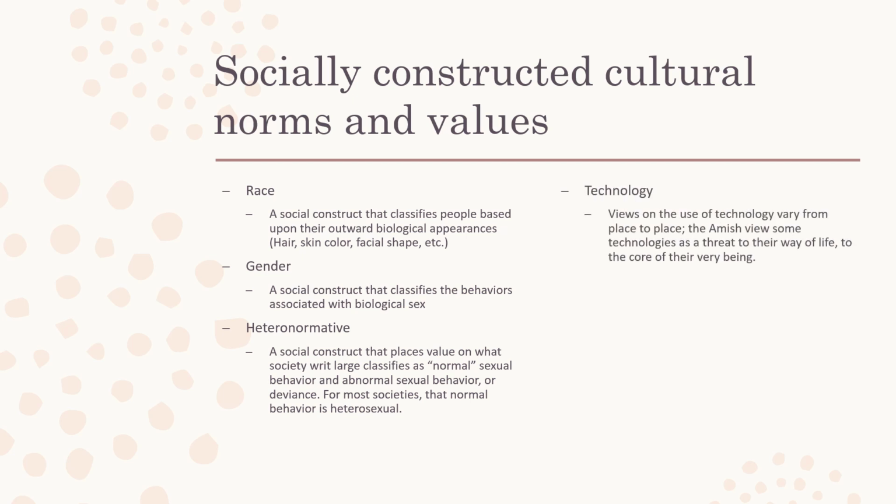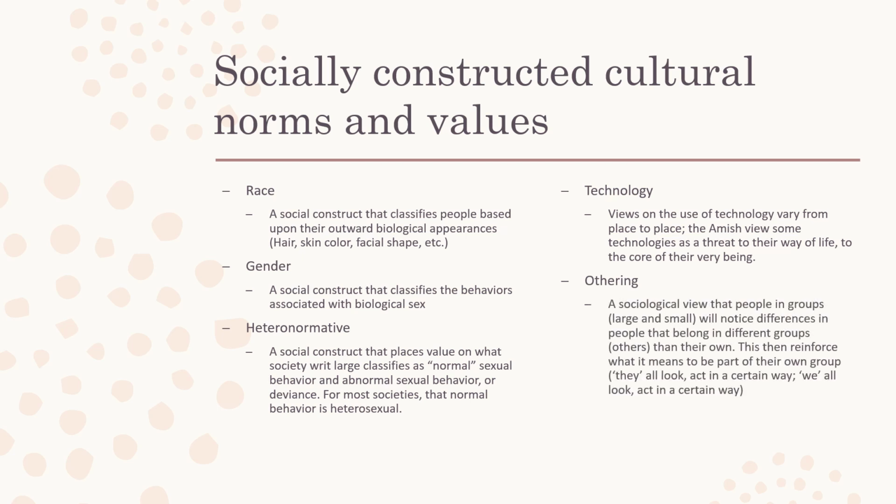Technology uses, right? So social constructs related to technology use. There are different views on the use of technology that vary from place to place around the world. The Amish view some technologies as a threat to their way of life, the very core of their being, right? And then there is this process of othering that usually happens from all of these social constructs.